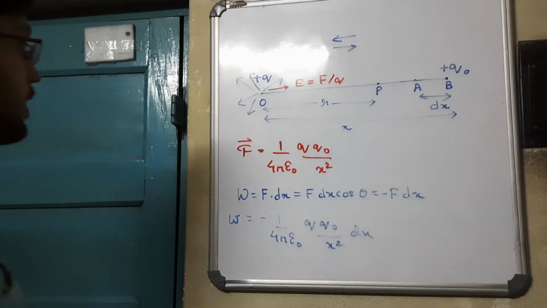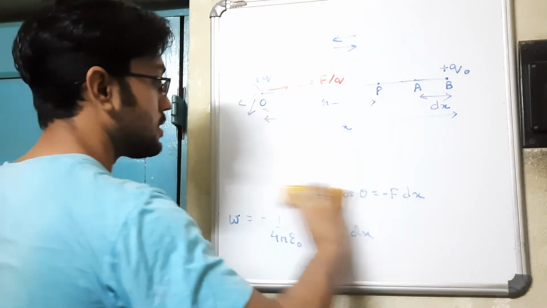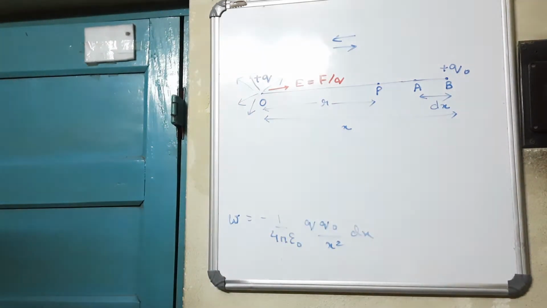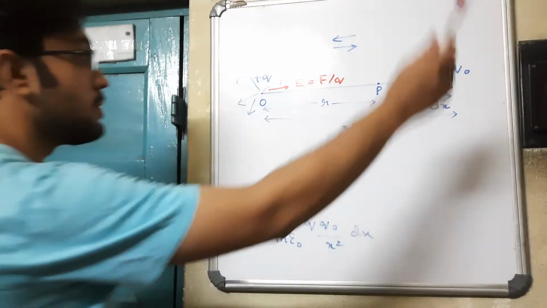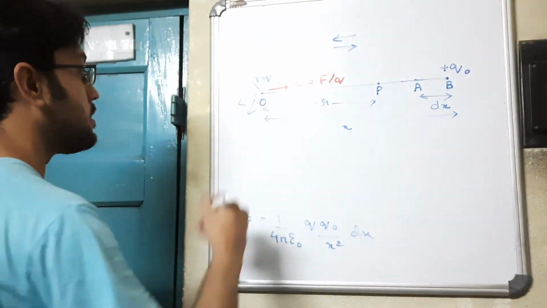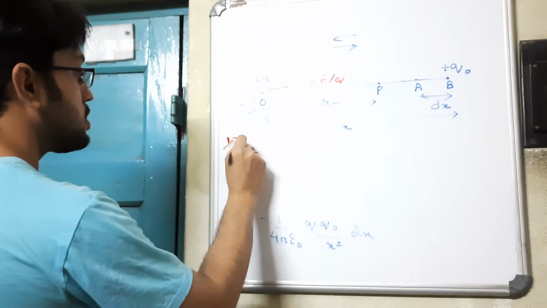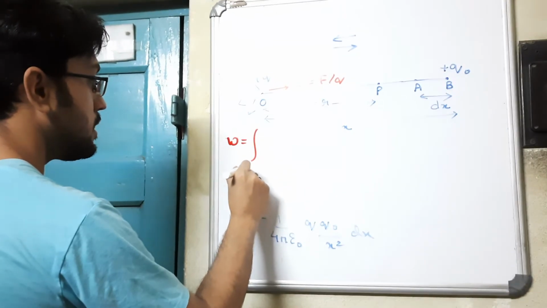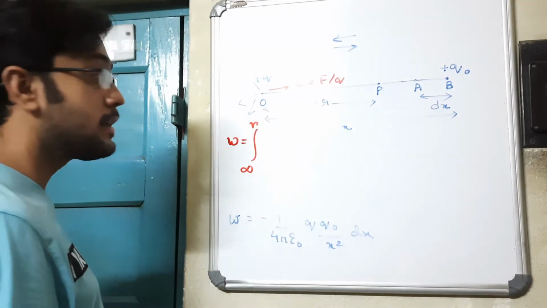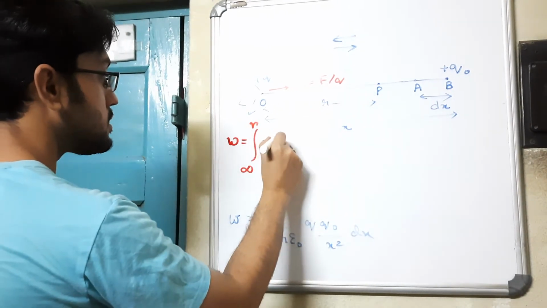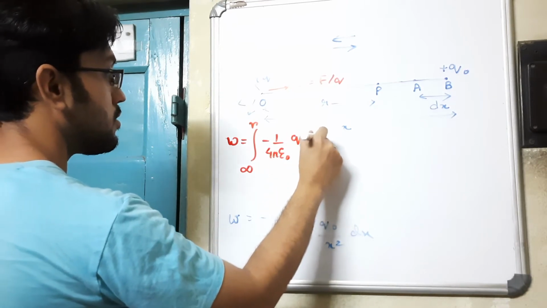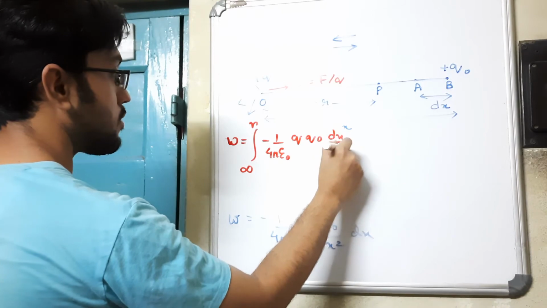Now if we are to find out what is the total work that has to be done in order to carry this charge from infinity to the point P, that is, we are finding out the potential at the point P, then we have to find out the total work, and the total work is going to be an integration from infinity to the distance r, and the integration is going to be over this quantity 1 by 4 pi epsilon naught q naught dx by x square.